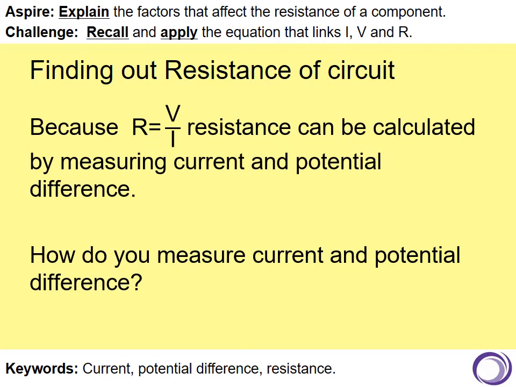I'm going to give you 1 minute to try and think of a circuit that involves something that measures current and something that measures and provides a potential difference. So how would you measure the current and potential difference of any particular resistor? Can you draw or sketch a circuit that you'd use?